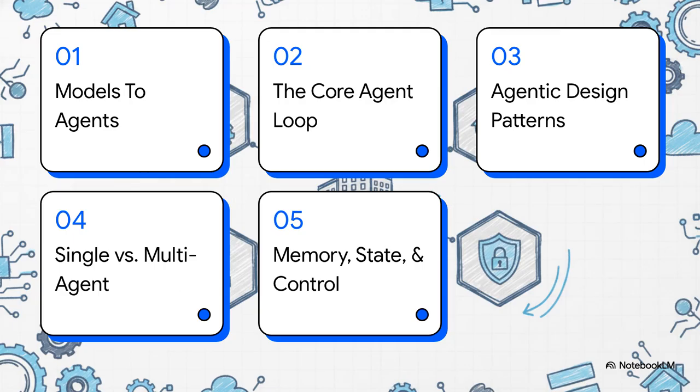Okay, here's our blueprint for this session. We'll be looking at the shift from models to agents, mapping out the core agent loop, diving into essential agentic design patterns, tackling the single versus multi-agent debate, and we'll finish up with memory, state, and control.